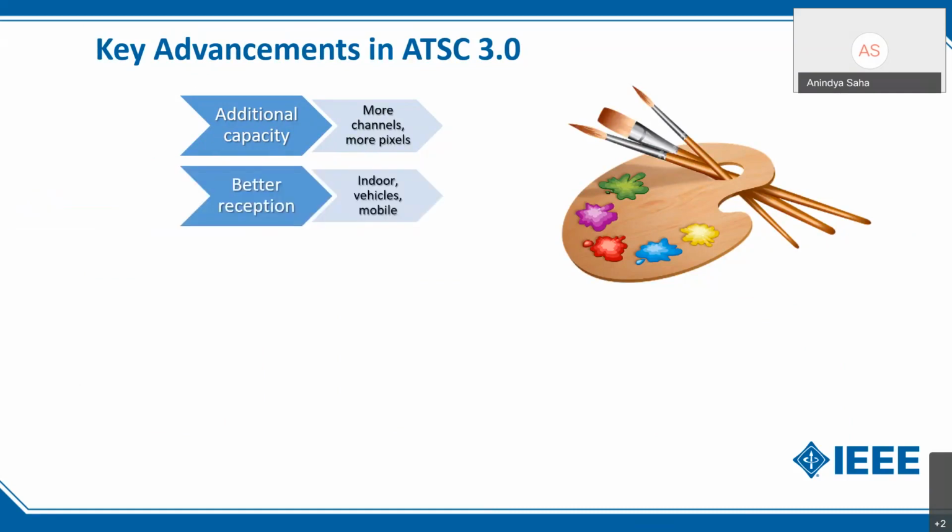Better reception. It is not only terrestrial reception, but you should have reception which is pervasive. You should have it indoor, you should have it in vehicles, and it should be available on mobile devices. Hybrid OTT and OTA. What this means is that the transport layer of the broadcasting needs to be all IP based, so that it can easily go between broadcast and broadband, and it can embrace both.